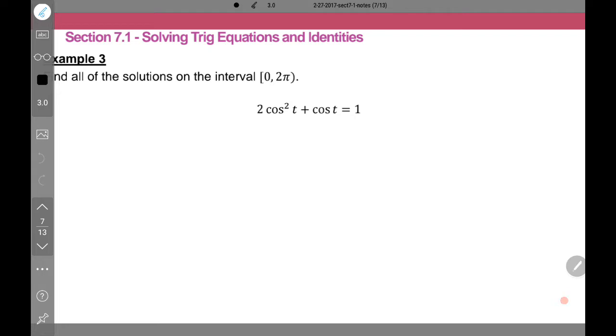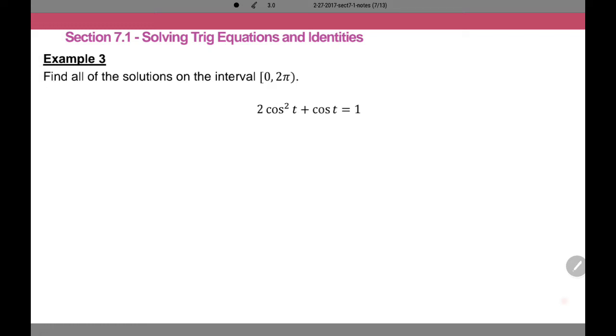So again, hopefully you look at this one and you notice, hey, that looks a little bit like a quadratic again, except I don't have equals 0. So that should be my first step here: 2 cosine squared of t plus cosine of t minus 1 equals 0.